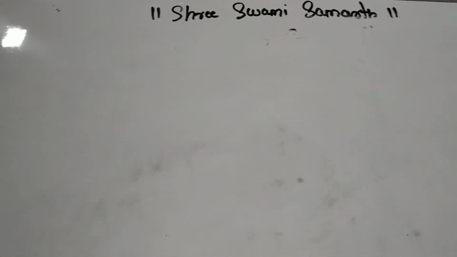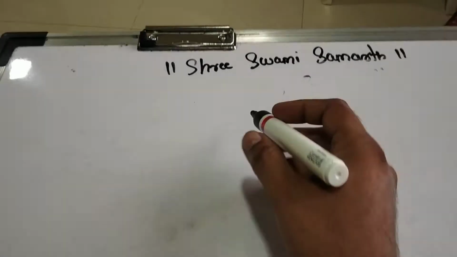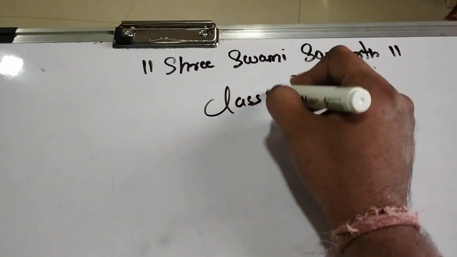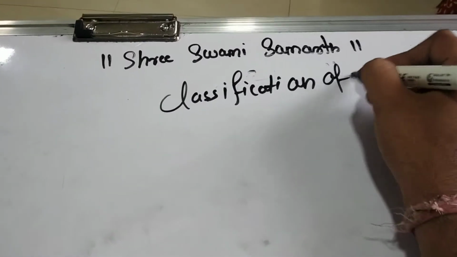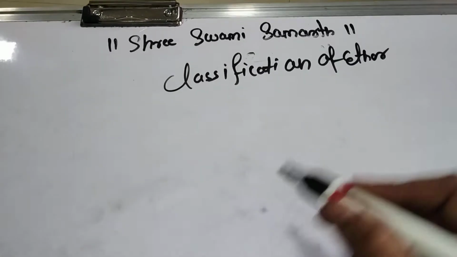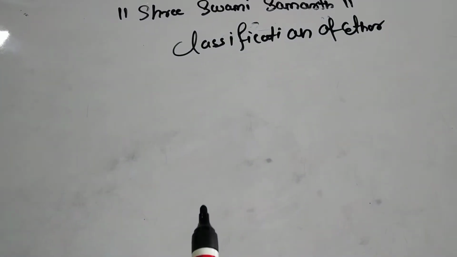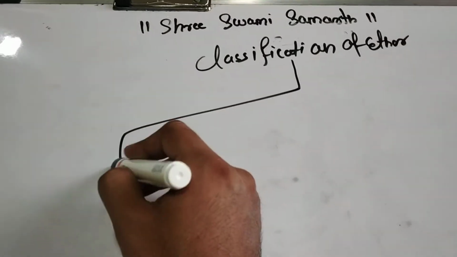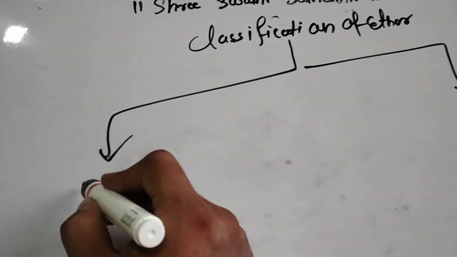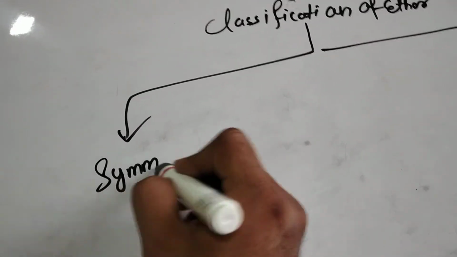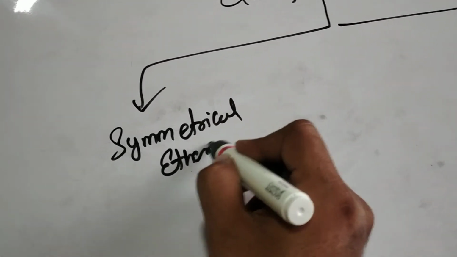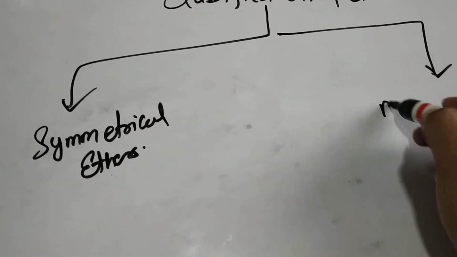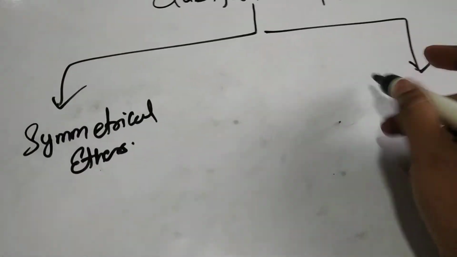Okay students, so in this class we are going to see the classification of ethers. Classification of ethers. See, the classification of an ether is very easy, right? They can be classified into two types, that is symmetrical ethers and unsymmetrical ethers.